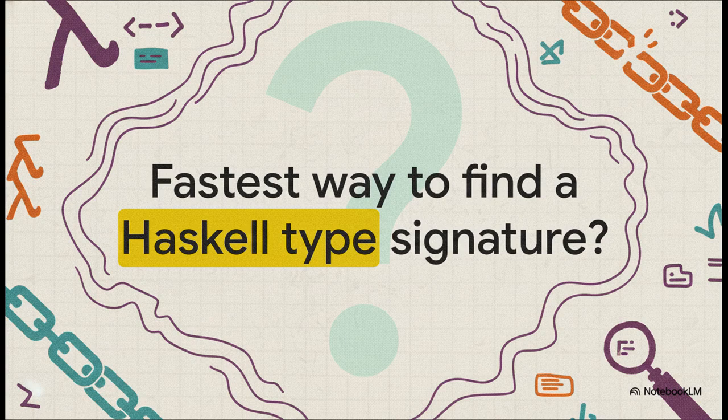What is the fastest way to find a Haskell type signature? Think about your current workflow for a second. When you're deep in the zone, flow state fully engaged, writing out some complex logic, and then you suddenly forget the exact signature of a function. What do you do? Do you break your concentration, open up a browser window, navigate to Hackage, and start searching the web?